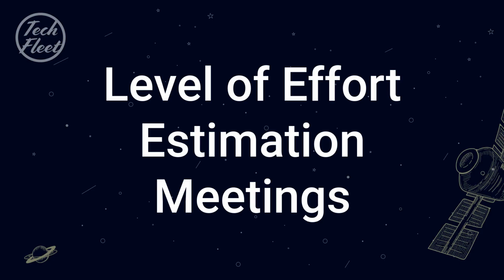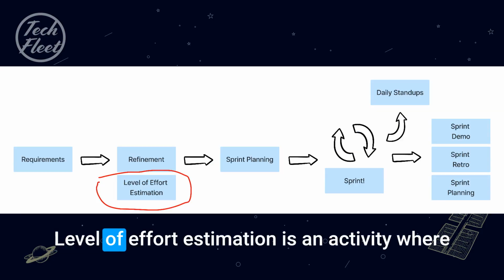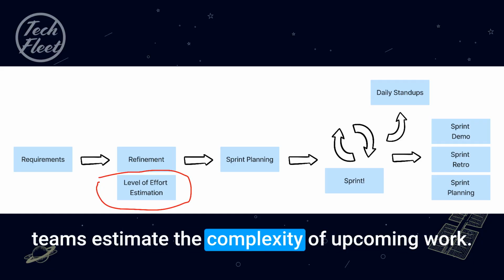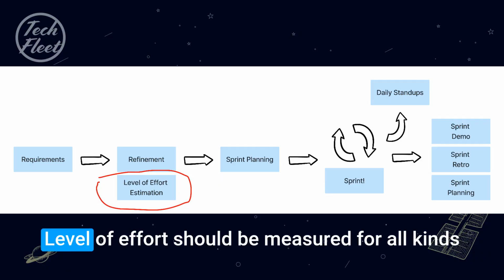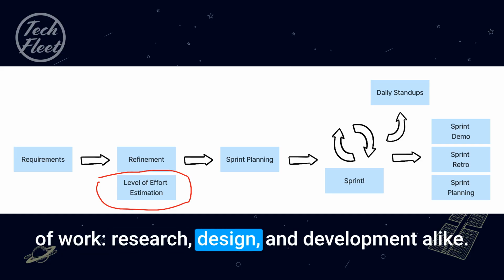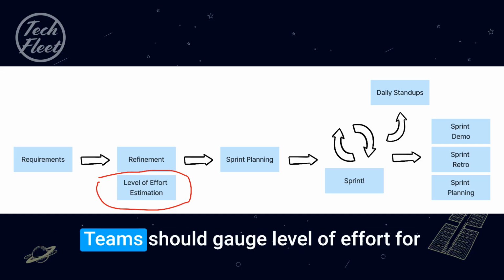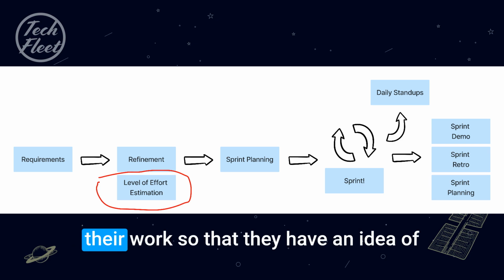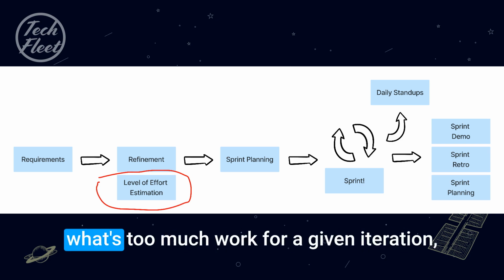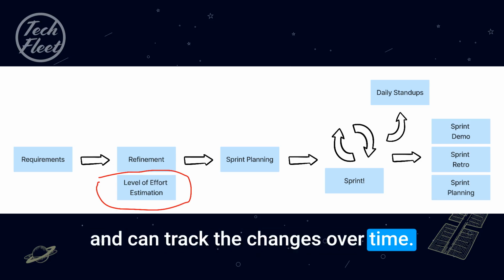Level of effort estimation meetings. Level of effort estimation is an activity where teams estimate the complexity of upcoming work. Level of effort should be measured for all kinds of work, research, design, and development alike. Teams should gauge level of effort for their work so that they have an idea of what's too much work for a given iteration and can track the changes over time.